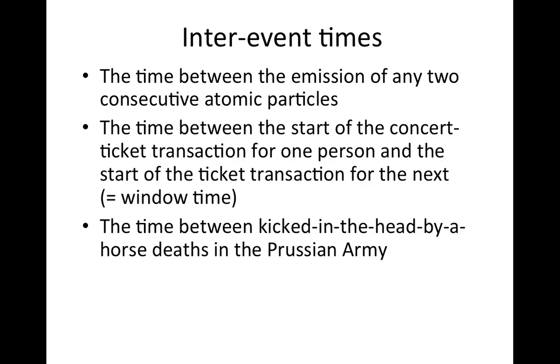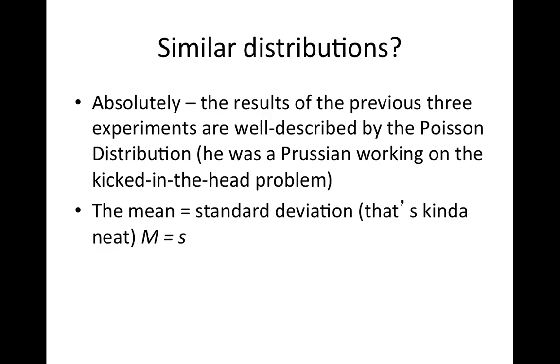Now, inter-event times are a special sort of data that we record in a variety of scientific disciplines. It's the time between any two events or any two things that we've measured. So the time between the emission of any two consecutive atomic particles is an inter-event time. The time between the start of the concert ticket transaction for one person and the start of the ticket transaction for the next is an inter-event time. We call that window time. The time between kicked-in-the-head-by-a-horse deaths in the Prussian army, that's also an inter-event time. Are these similar distributions? Am I making a point here?